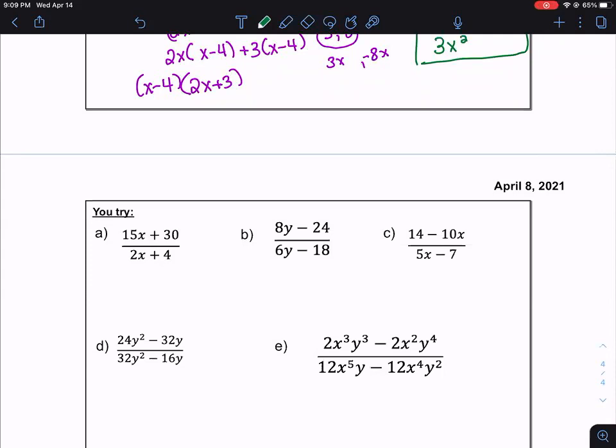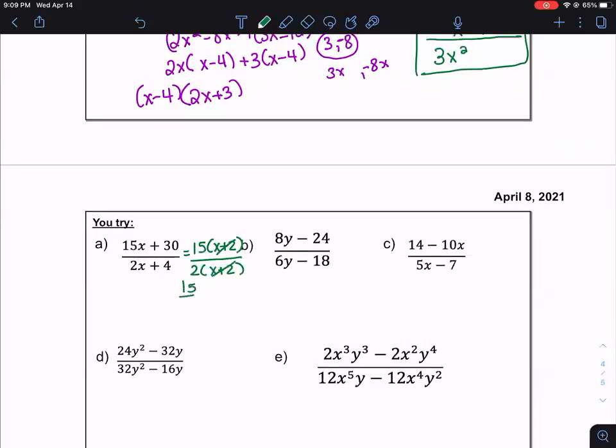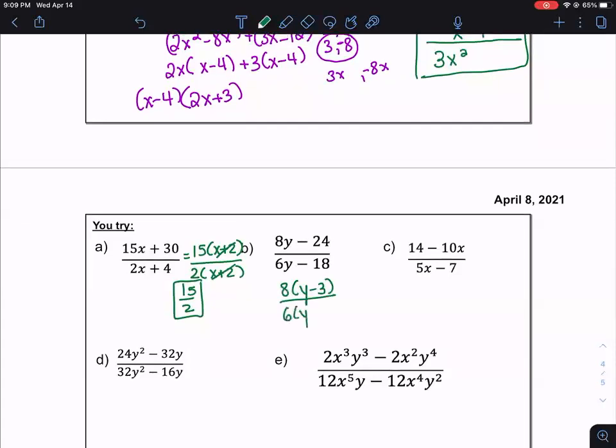So there's a GCF of 15 in the numerator, leaving you with x plus 2. In the denominator, there's a GCF of 2, leaving you with x plus 2. Those reduce. 15 over 2 should have been your answer. For letter B, we are going to factor out our 8. So 8, we're left with y minus 3. 6, we're left with y minus 3. The y minus 3's cancel, and the 8 over 6 does reduce to 4 over 3. And we always want to reduce as much as possible.